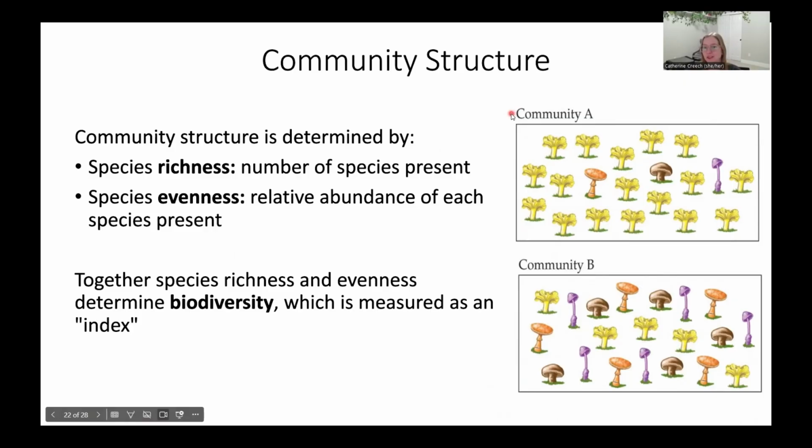I've got two communities here. This is community A, and this is community B. Both of these communities have 4 types of mushrooms. So they have equal species richness. However, community A has a higher distribution of one type of mushroom than the others. So this is a low species evenness. Community B has a relatively equal distribution of all 4 mushrooms. This is a higher species evenness. So even though the number of species is the same, how these communities interact and what's going on is different.